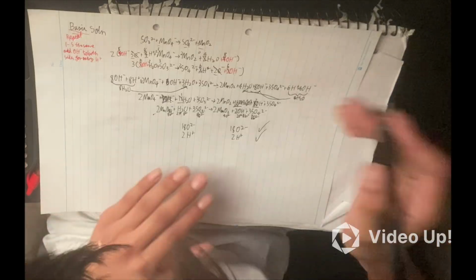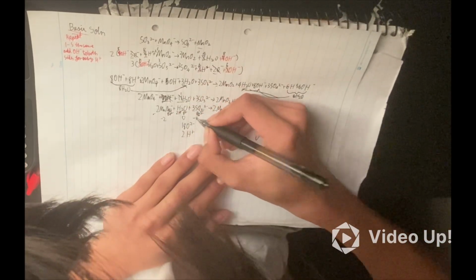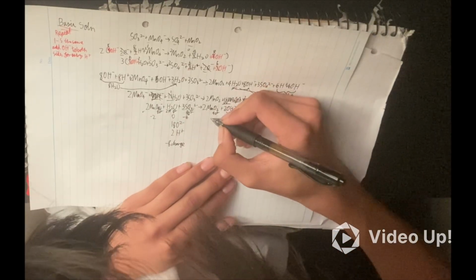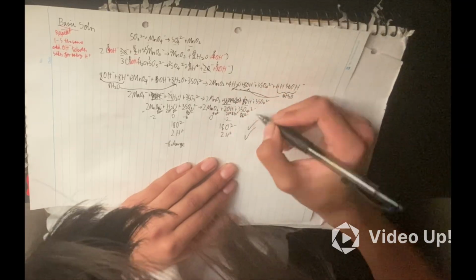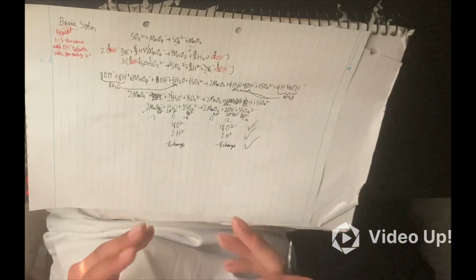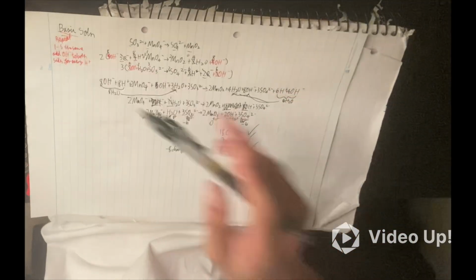Now we gotta get the charge. So this is -2, this is 0, that's a -6, so this will be -8 charge. This is a 0, because it's neutral. This is a -2, this is a -6, that gives us a -8 charge. And that's your redox solutions, balanced in basic.